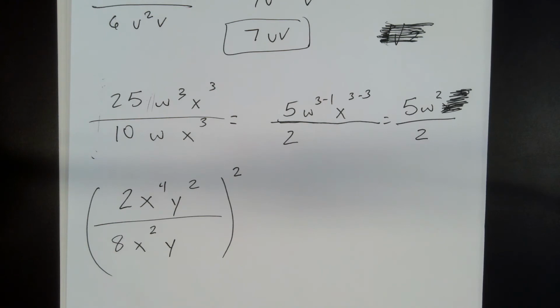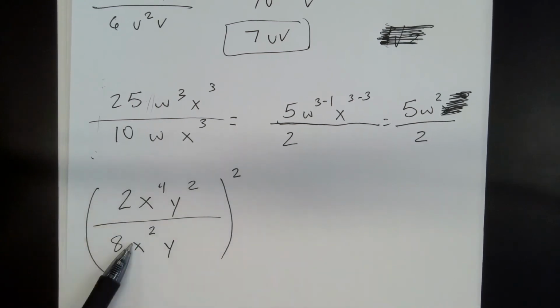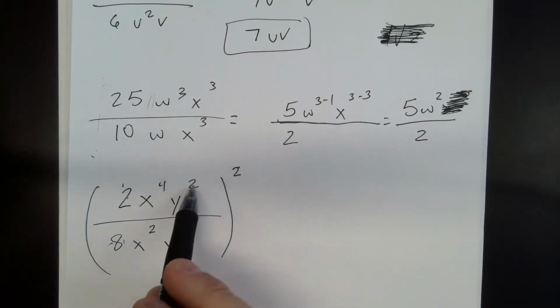Can I simplify before I distribute? No, you can't simplify this because you've got to distribute that thing first. See that? Because this is going to reduce to 1/4, but after you distribute that, it's not 1/4 anymore. You need to distribute first.